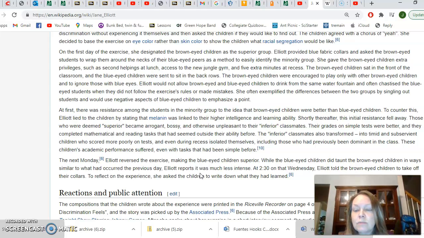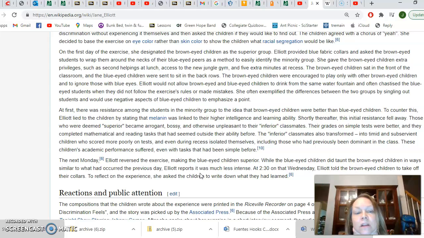So the blue-eyed children's test scores started going down. They started having lower self-esteem. And then the next week, guess what? Or I'm not sure what time frame, maybe it was a couple weeks later, she switched it and she said, okay, now all blue-eyed children are superior and all brown-eyed are inferior. And she reversed all the privileges where the blue-eyed got to sit up front and the brown-eyed got to sit in the back. And they did that again for another several weeks.